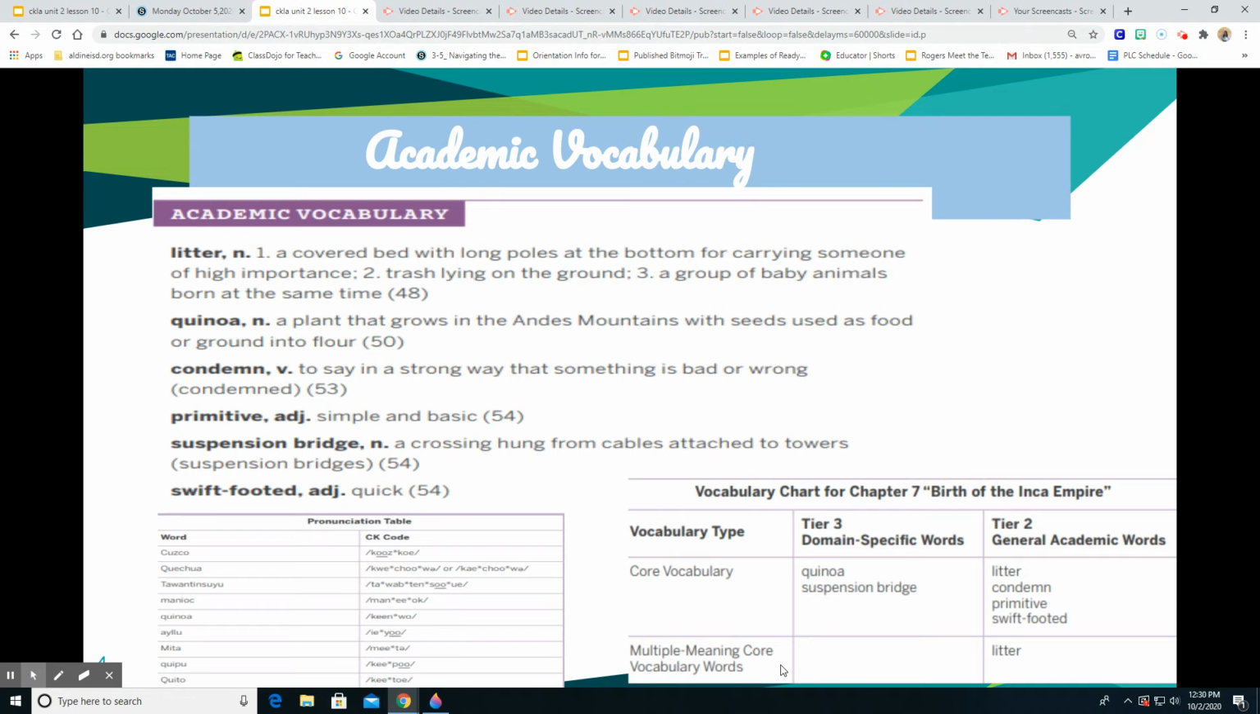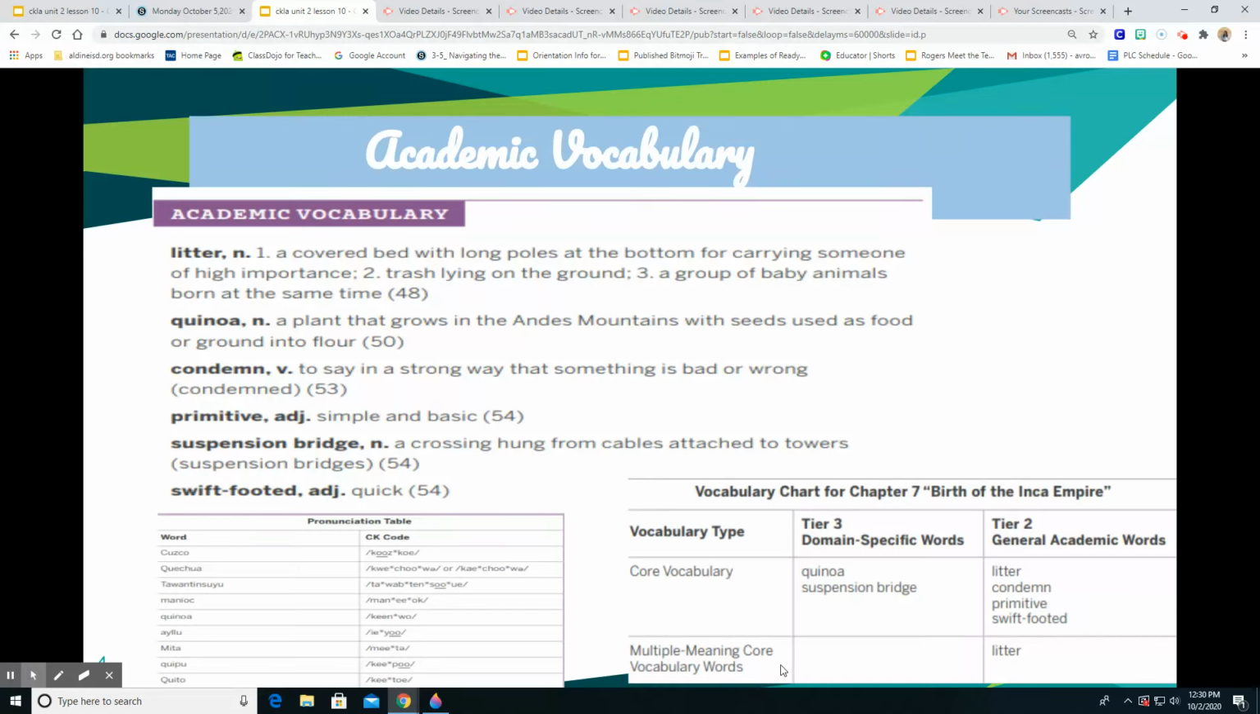So, the first vocabulary word that we're going to go over is the word litter, which is a noun and it means one, to carry a covered bed with long poles at the bottom for carrying someone of high importance, two, trash lying on the ground, or three, a group of baby animals born at the same time. So that's wow, that's three different meanings. So litter could be maybe trash that you see outside, a group of baby animals, so a litter of cats, and then something to carry someone of high importance.